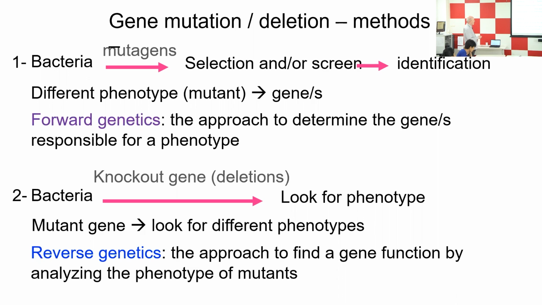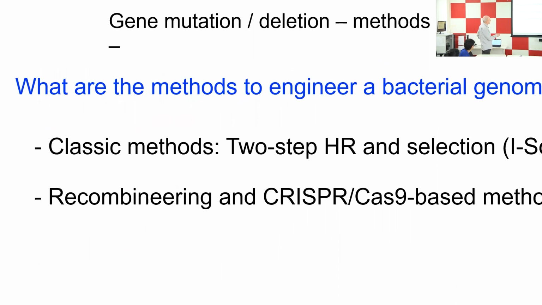So in forward genetics, you mutagenize everything, and then you see what phenotypes appear after that mutagenesis. In reverse genetics, you focus on one particular segment of DNA, one particular gene, and then examine the resulting phenotypes. Today we are going to address different methods for engineering bacterial genomes, and you can distinguish different methodologies.